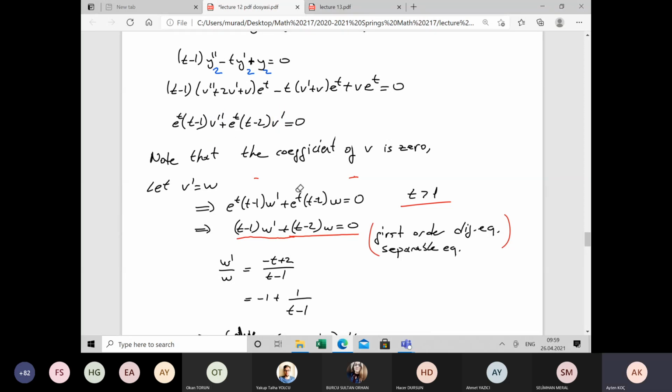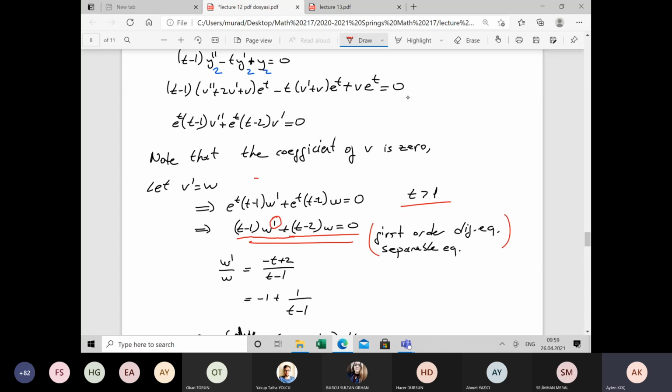So we obtain this one. What can you say about this one? It is a first order differential equation, because the highest derivative is 1. It is a first order differential equation, and also a separable equation. We know how to solve this one because it is a separable equation: separate the parts.